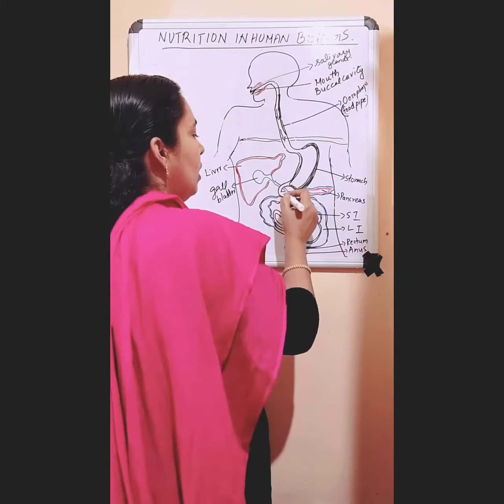When we look inside the walls of the small intestine, there are so many finger-like projections present in the wall of the small intestine. And these finger-like projections are called villi. And blood vessels are connected with these villi. So in the villi we can see blood vessels are also present.